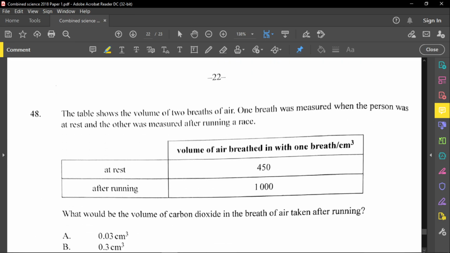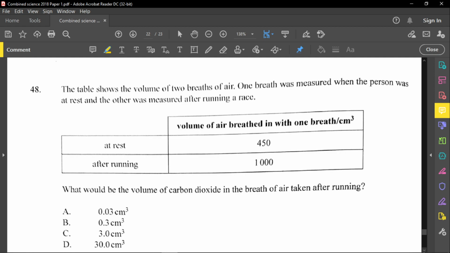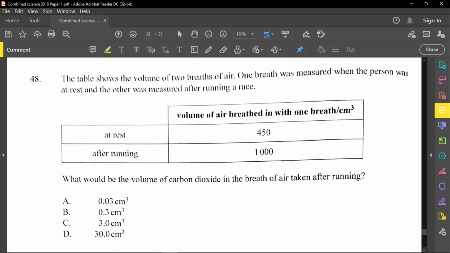Now let's go to 48, and we're almost out of here. It's the table. The table shows the volume of 2 breaths of air, and 1 breath was measured when the person was at rest, and the other was measured after running a race. So 450 is at rest, and 1000 is after running a race.